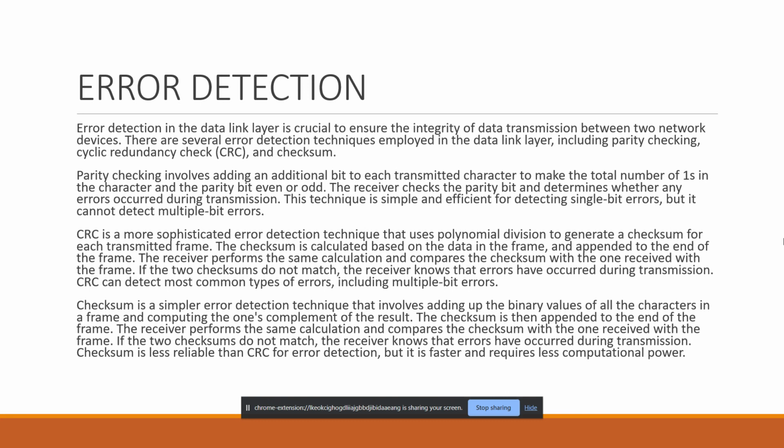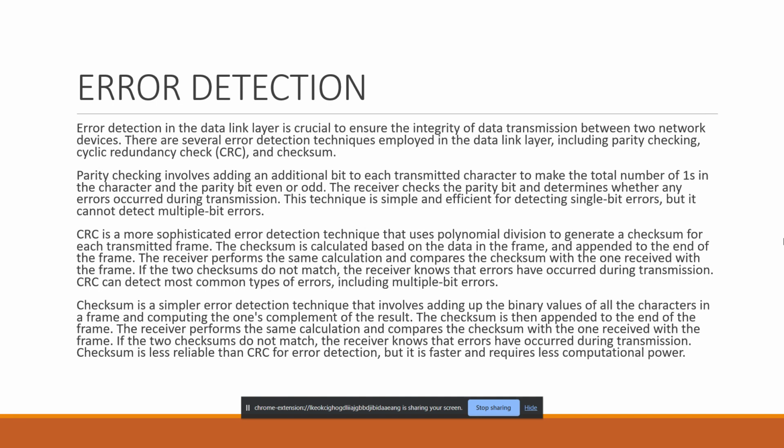CRC is a more sophisticated error detection technique that uses polynomial division to generate a checksum for each transmitted frame. The checksum is calculated based on the data in the frame and appended to the end of the frame. The receiver then performs the same calculation and compares the checksum with the one received with the frame. If the two checksums do not match, the receiver knows that errors have occurred during the transmission, and it can detect common types of errors, including multiple bit errors.